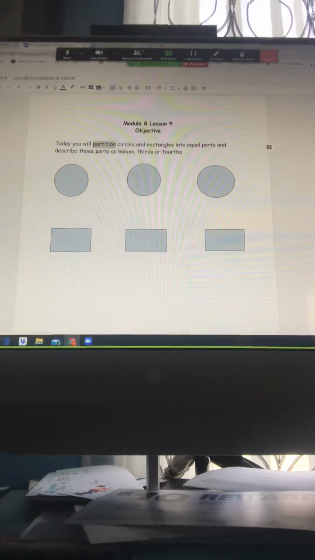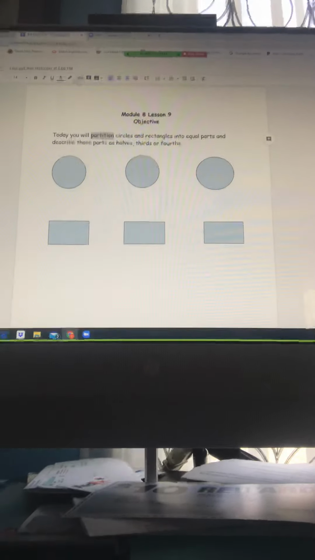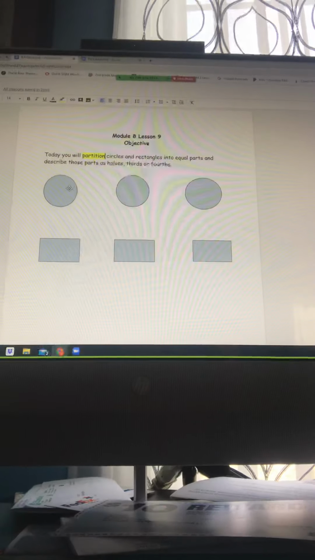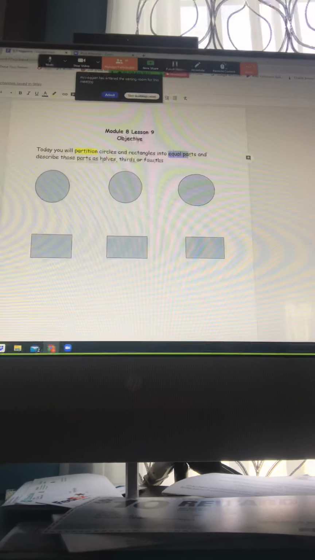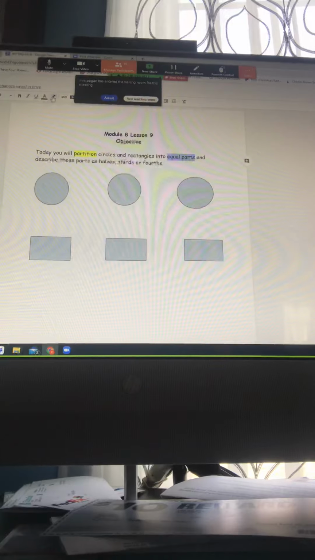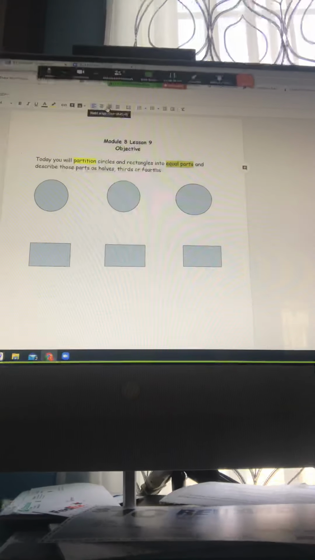All right. Partition means, just like the word at the beginning means, part. Partition means to break something into parts. So if I'm going to partition the circle, I'm going to break it into parts. If I'm going to partition the rectangle, I'm going to break it into parts. Now here's the key word about it. The parts have to be equal parts. I'm going to highlight that. When they're equal, they're the same size. Okay?